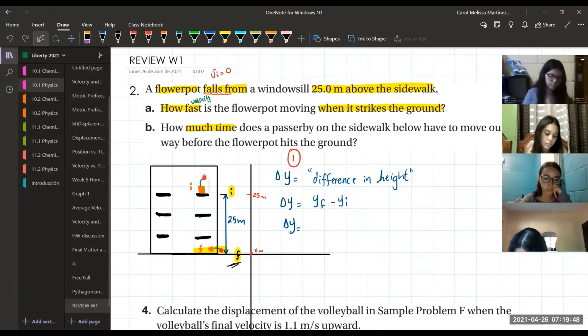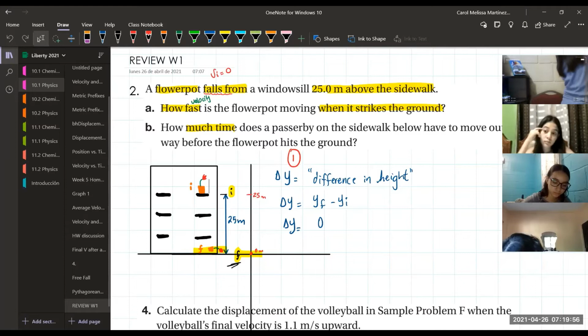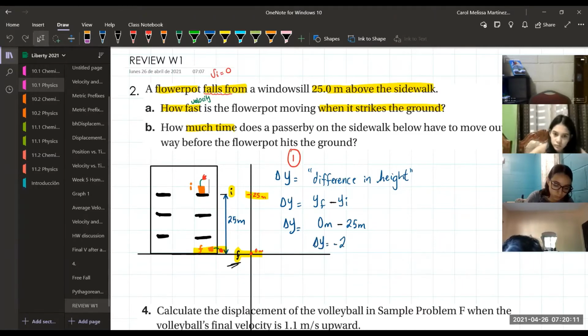For delta y, my final position, as you can see, is in the bottom, which is 0 meters, and my initial position is above, and it's 25 meters. This minus is from the formula. So my delta y in the end is equal to negative 25 meters.